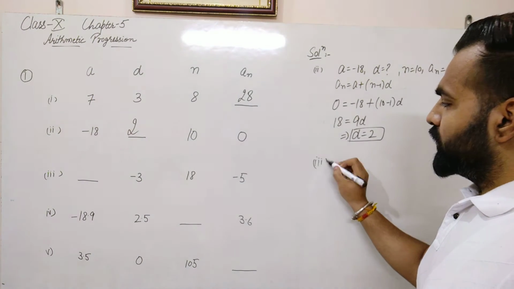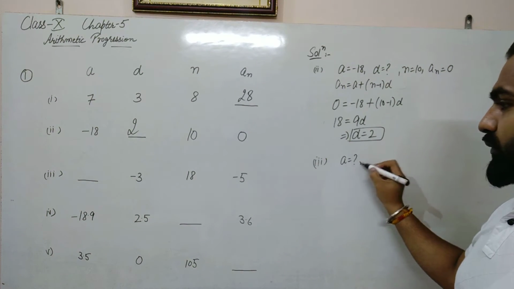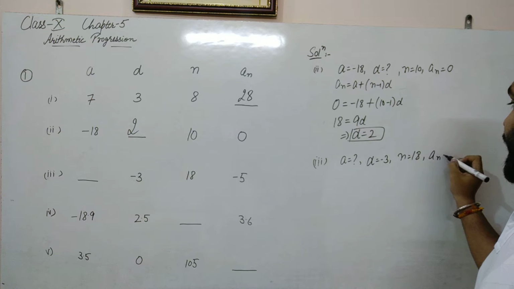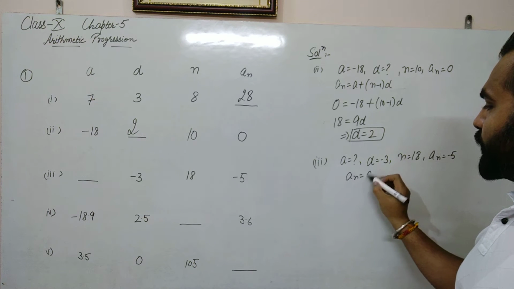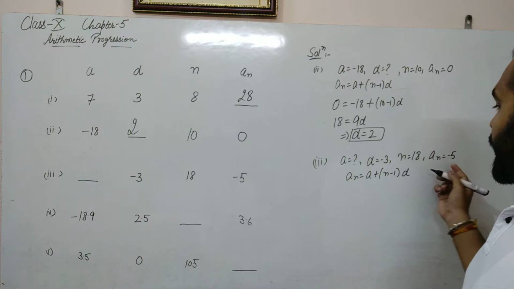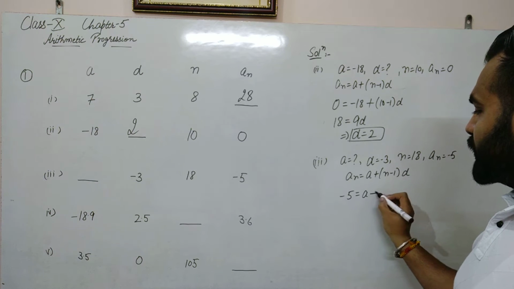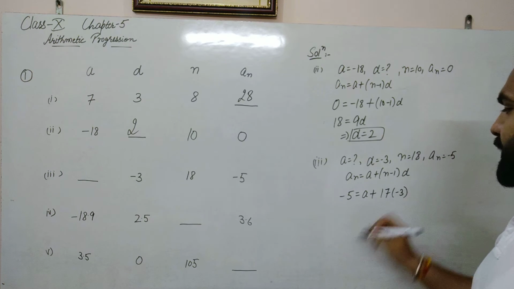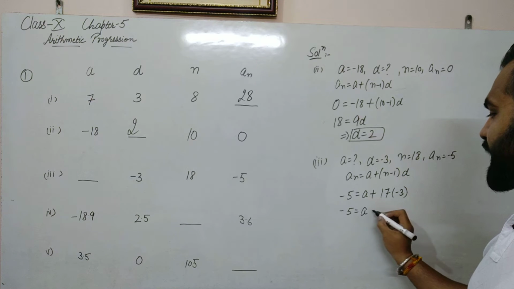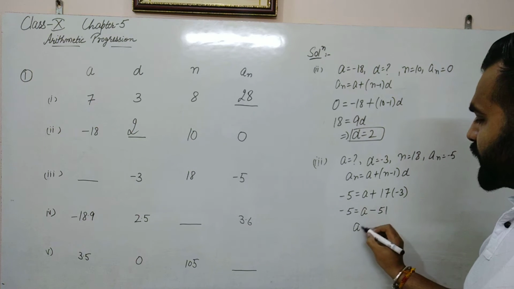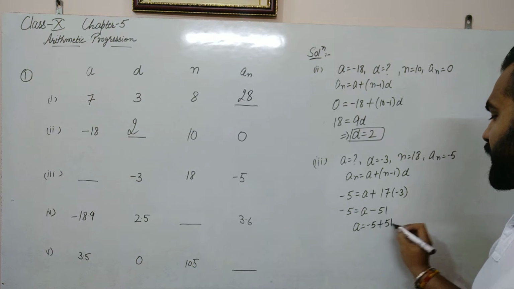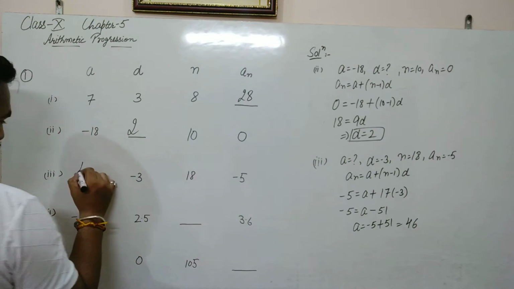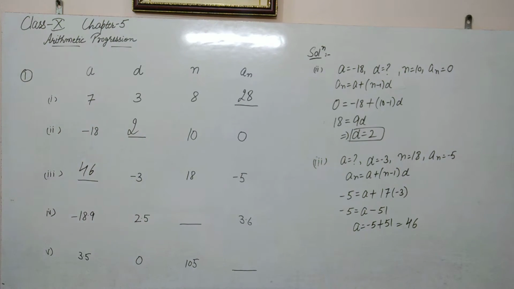Third part, a is unknown now, d is minus 3, n is 18 and an is minus 5. So put the values in the formula. An is minus 5, a is unknown, n minus 1, that is 18 minus 1, this will be 17 into minus 3. So minus 5 is equal to a, 17 into 3 is minus 51. So a will be minus 5 plus 51, that is 46. So the value here is 46 in the third part.